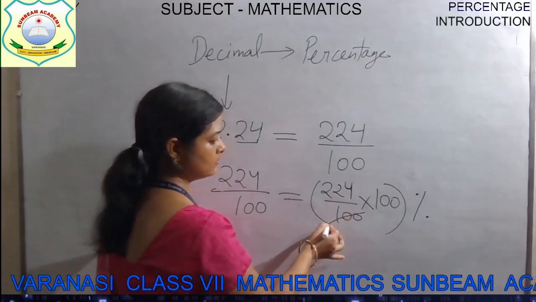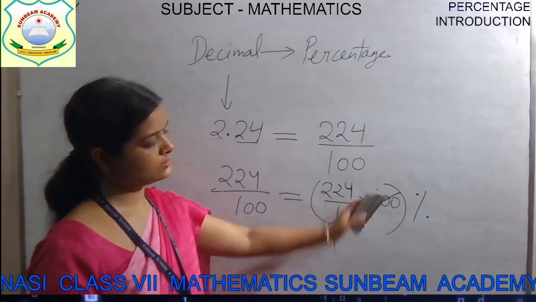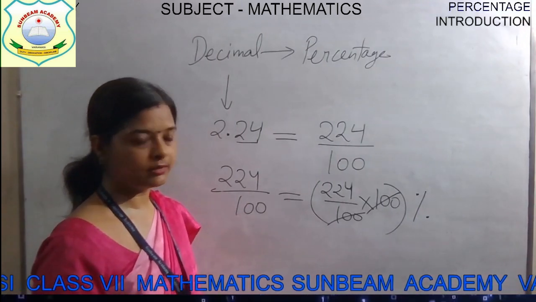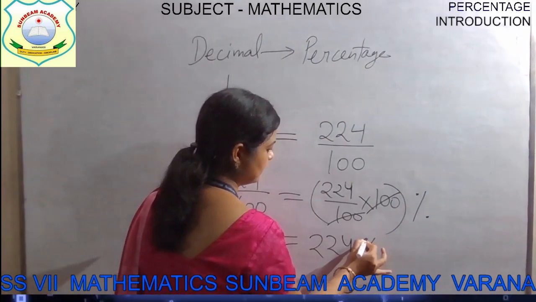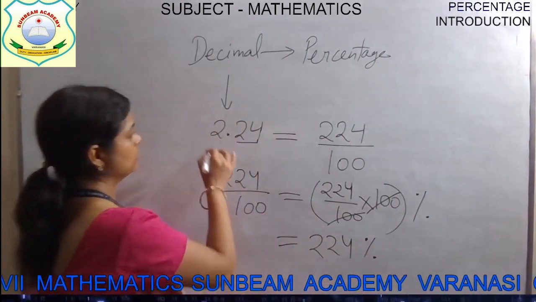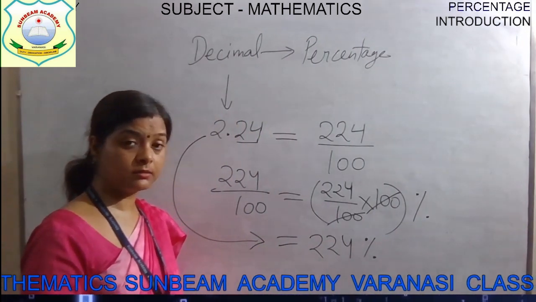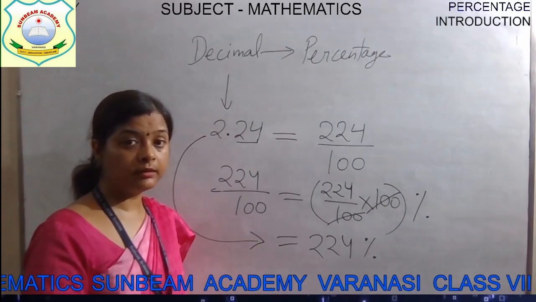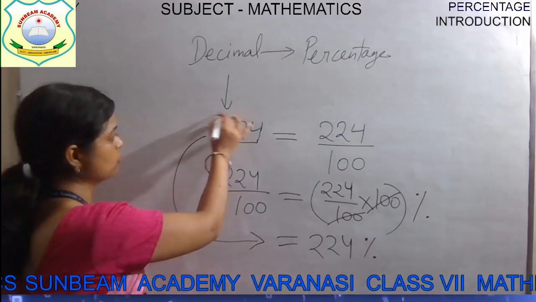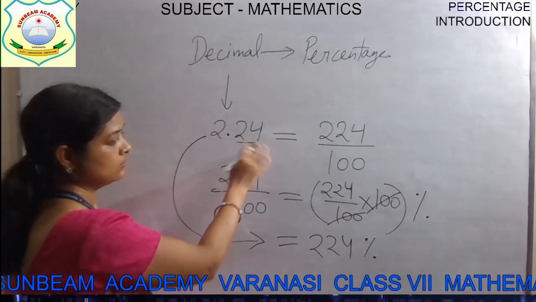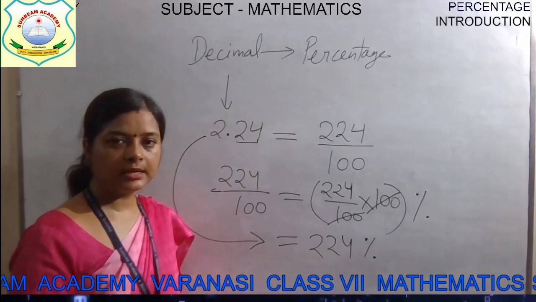Now see, that's why I have not simplified it here. 100 will cancel out with 100. Now what is left, children? In the numerator 224, and outside the bracket you have the percentage sign. So this value is the same as 224%. It is more than 100, isn't it? 2 means 2 whole, and some more. That's why 224%. Is it clear to everyone?